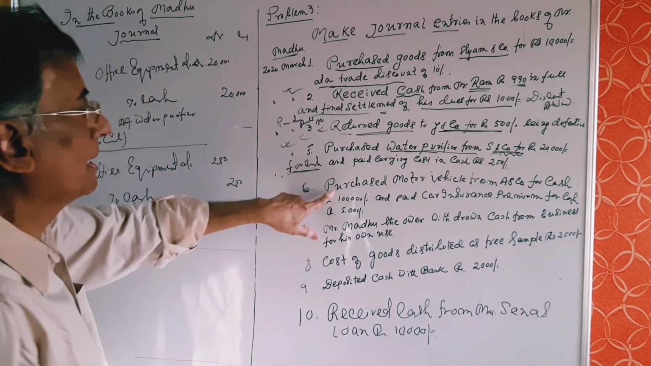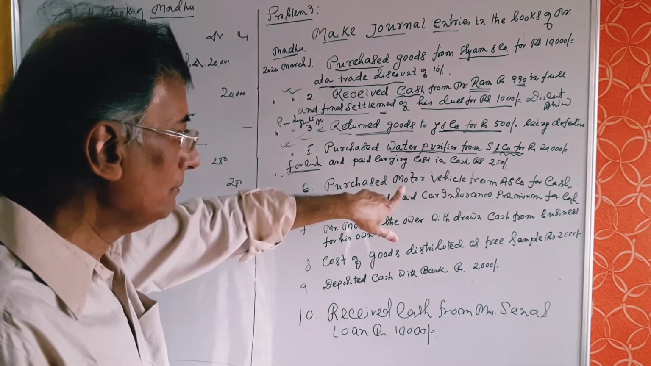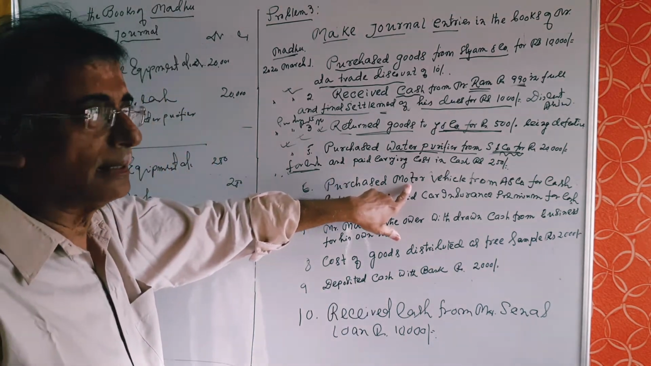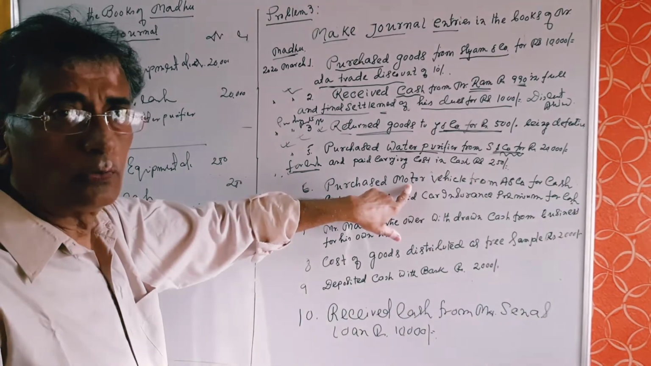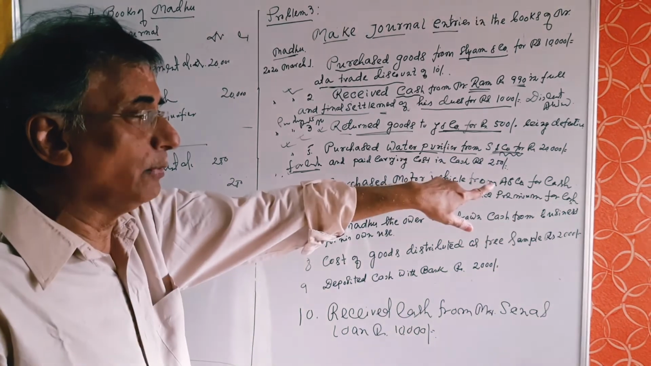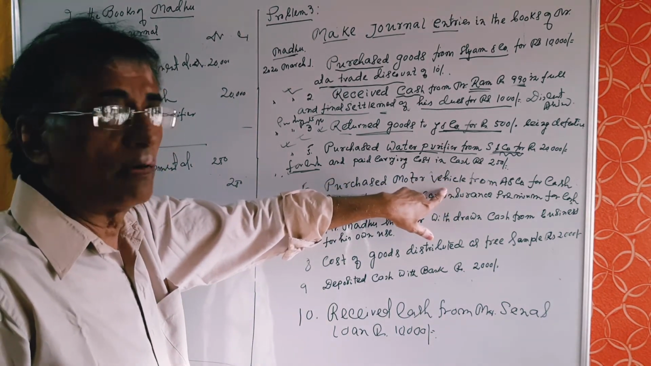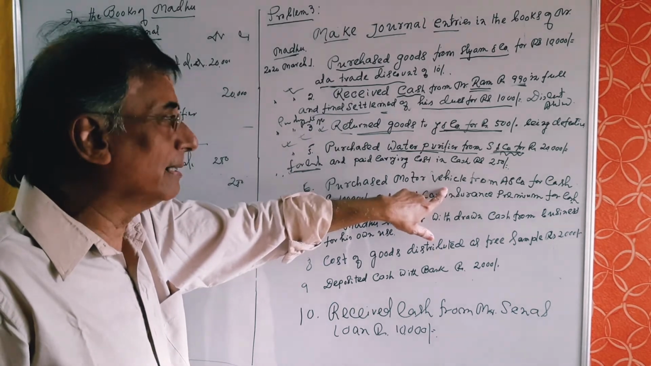Next, purchased motor vehicle from A and Company for cash. Motor vehicle is an asset. It goes to the real account. What is the golden rule? What comes in is debit. So motor vehicle account is to be debited, and we are purchasing it in the form of cash. Cash account is going out, so cash account is to be credited.